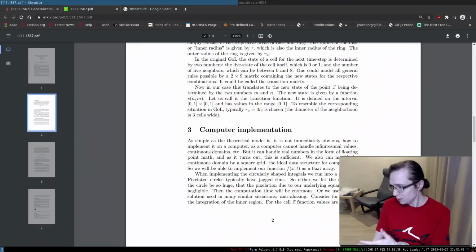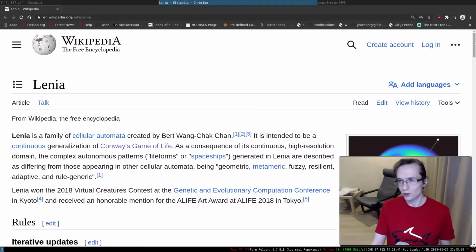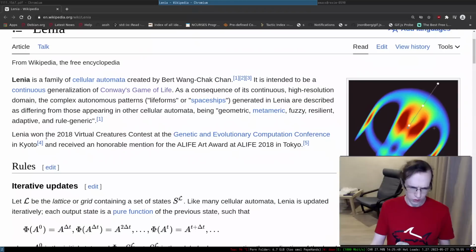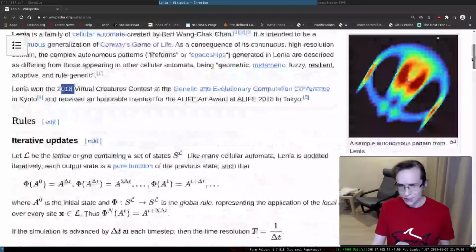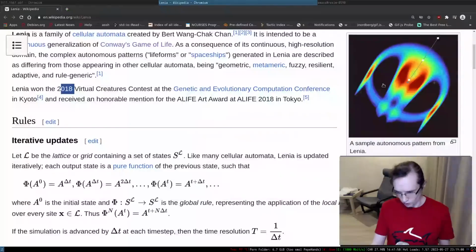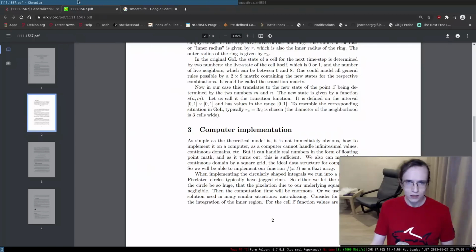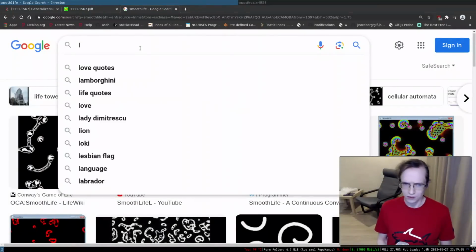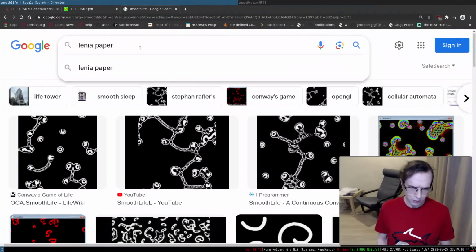So some people actually pointed at Lenia. This is another interesting thing. I think it was done relatively recently, in 2018 or somewhere around there. It's basically a continuation of the idea of Smooth Life. If you take a look at the Lenia paper, I don't know how to pronounce this thing, by the way.